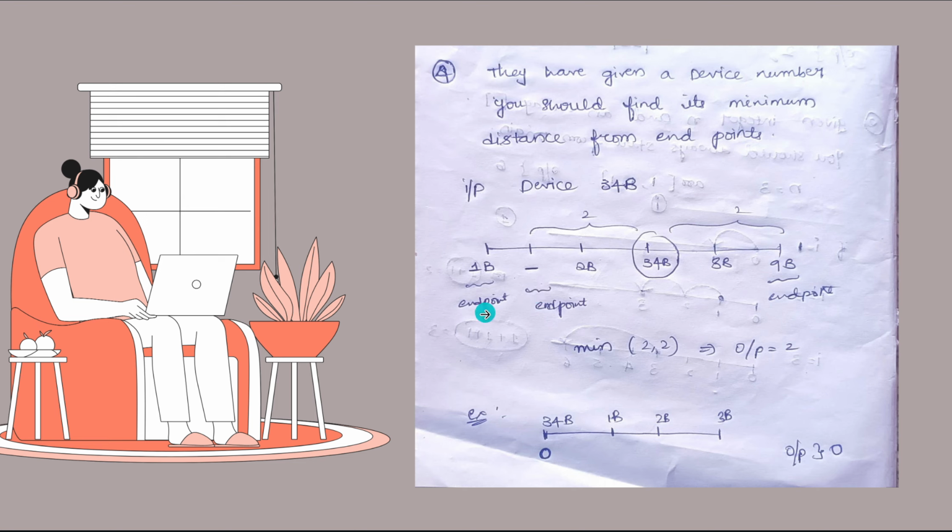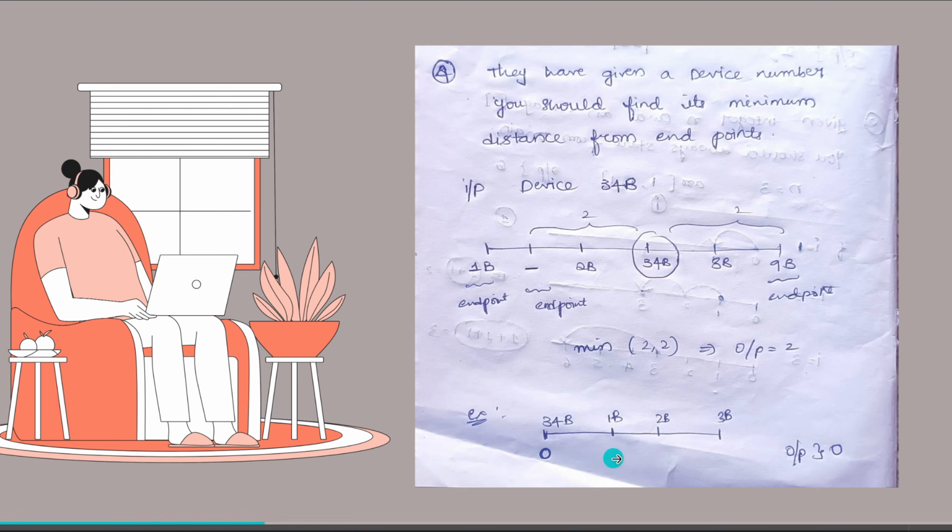Okay, let it be an endpoint, and this is also an endpoint because underscore is an endpoint, and this is also an endpoint. Now from here to 34B is 3. Okay, length is 3. From underscore to 34B is 2. Okay, again from 34B to 9B is 2. Now what is the minimum of these? Output is 2. Minimum distance from the endpoint you should return.